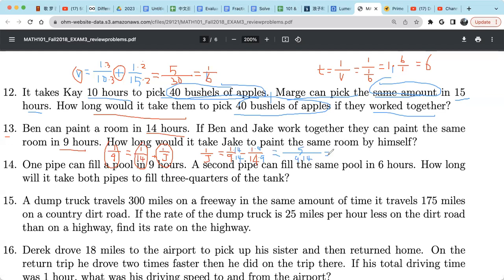14 times 9: 4 times 9 is 36, 10 times 9 is 90, and 90 plus 36 is 126. So that's 5/126. Now that's 1/J. We want to find J, so 1/J will flip, and we flip. So J equals 126 divided by 5.